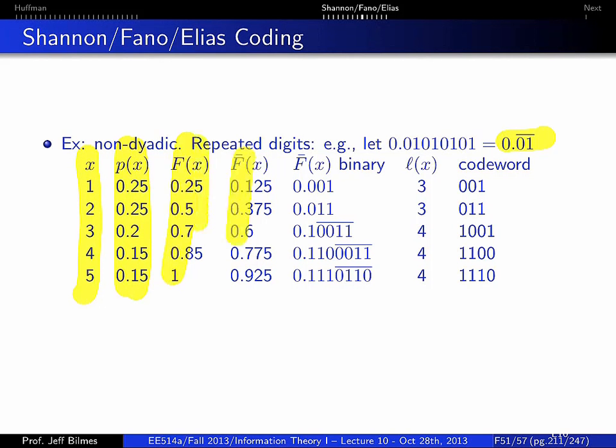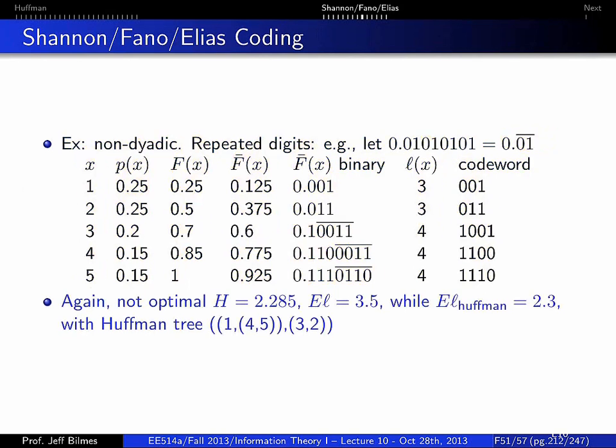Here's f bar. Here's the binary version of f bar, and then here are the resulting code words truncated to these lengths. So it has to be prefix free. Let's verify, and indeed it is. It's nobody's a prefix of anybody else. And let's look at its expected length.